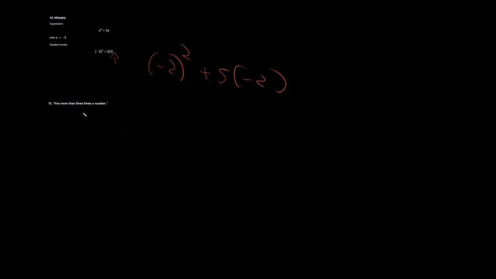Okay, 5 more than 3 times a number. So we have 3 times a number, so let's just say n. 3 times n, that's just 3n. And then 5 more, so we're adding 5 to it.